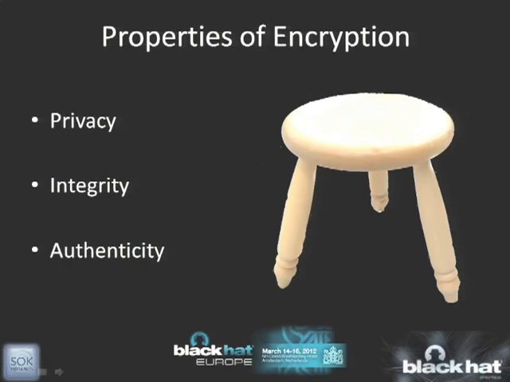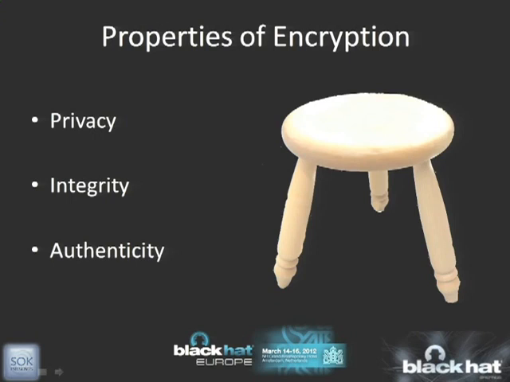So let's start off by just talking about the properties of encryption in general. I pretty much borrowed these terms from Moxie Marlinspike's presentation that he gave at Black Hat USA last year. I've seen it also cited by Nate Lawson and other people. But generally, when we look at crypto systems, there are three properties that are important to those systems. That's privacy, integrity, and authenticity.